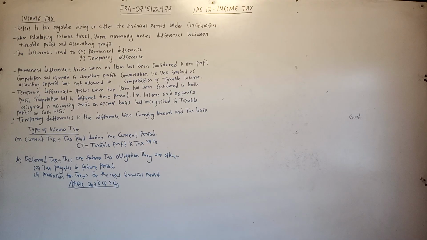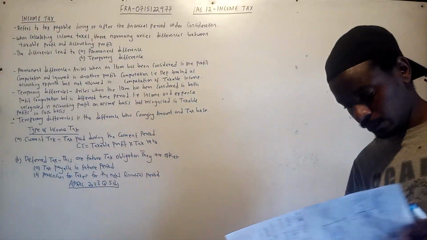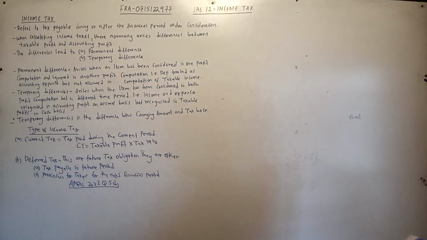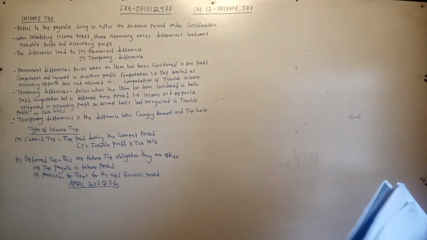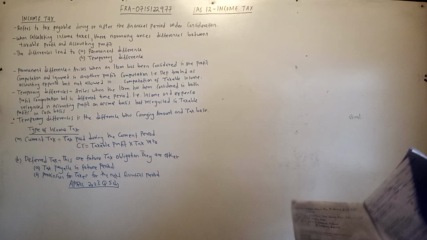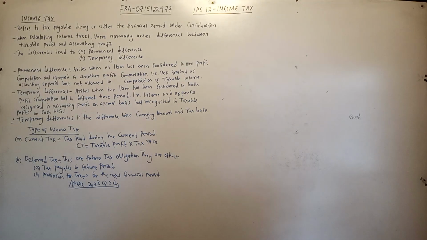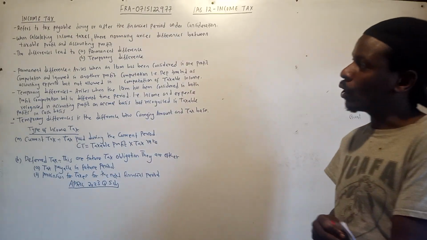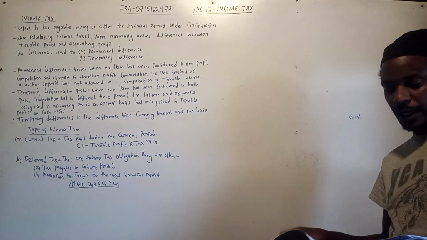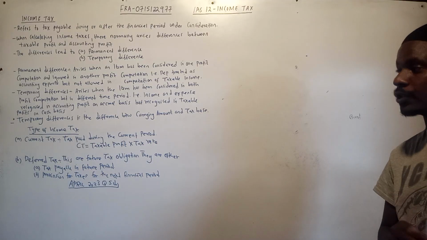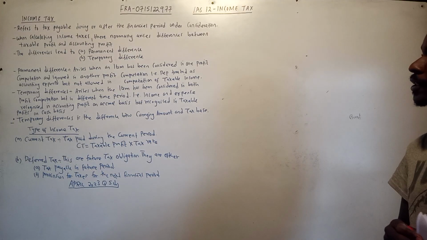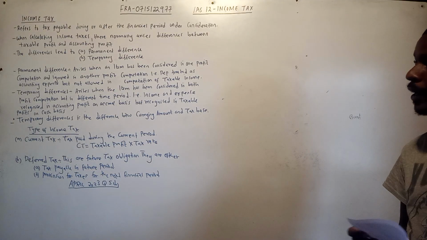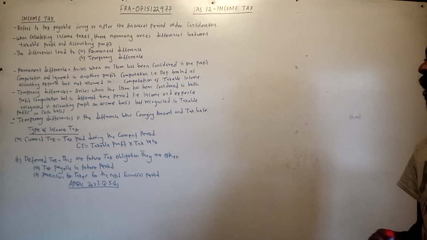So as you can see on the board, income tax refers to the tax that is payable during or after the financial period. So it is either you pay within the period or after the financial period. That's the meaning of the word income tax. When we compute the income tax, there are differences which arise. Those differences arise because of the taxable profit and the accounting profit.